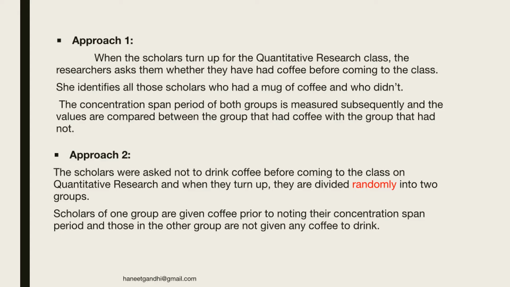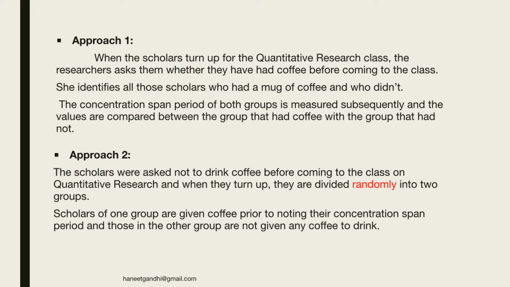Now, if she has to do this kind of a research, what do you think would be the approach? If you were to do this research, what is the approach that you will adopt to look into this kind of a problem? One of the approaches could be that when the scholars turn up for the quantitative research class, the researcher asks them whether they have had coffee before coming to the class or not. She identifies all the scholars who had a mug of coffee and who didn't. The concentration span period of both groups is measured subsequently, and the values are compared between the group that had coffee and the group that did not have coffee.